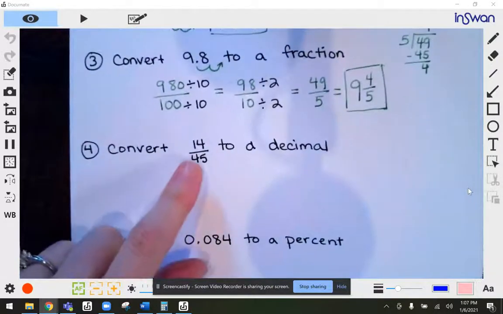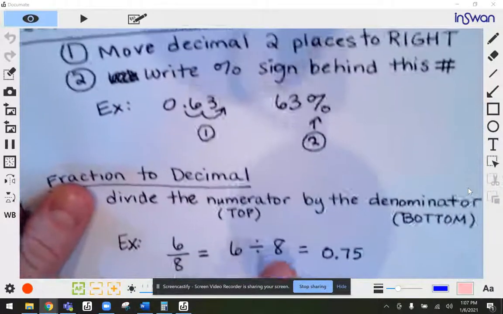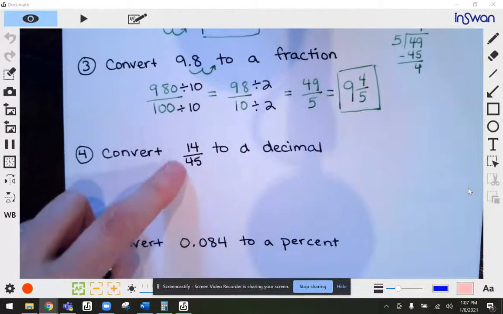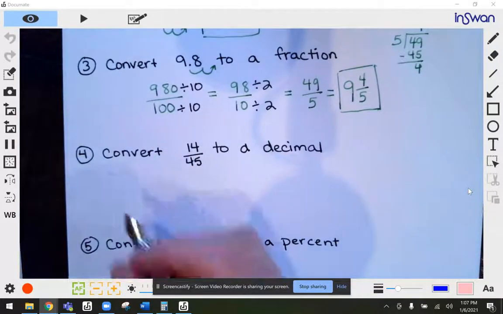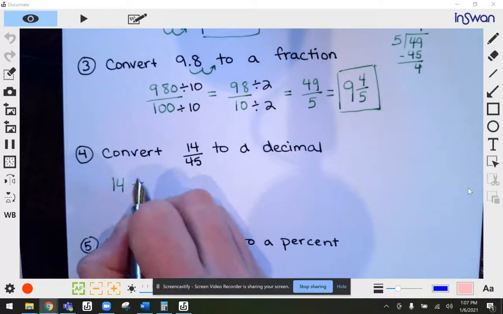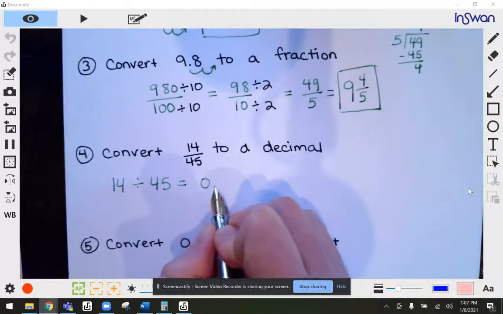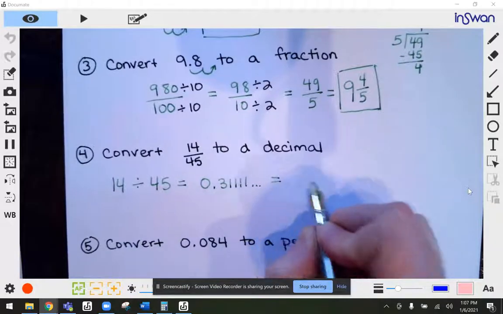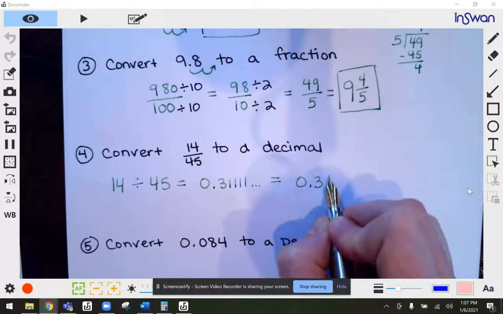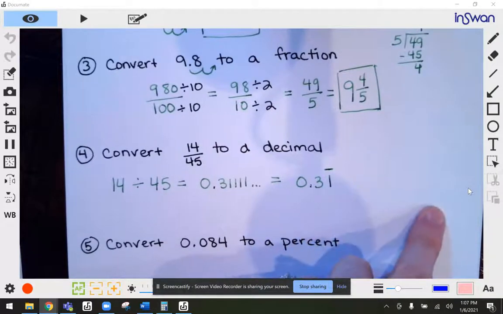All right, here we're going from a fraction to a decimal. Remember, that one just means divide the numerator by the denominator. So just like when we did expressions and equations, that fraction bar is just a division sign. So this means 14 divided by 45. And when you put that in your calculator, you're going to get 0.31111 forever. Remember to write that. You're going to write 0.31 and put a bar over just the 1. That tells us that the 1 keeps repeating, not the 3, but just the 1. Okay?